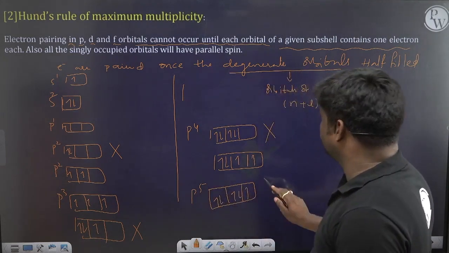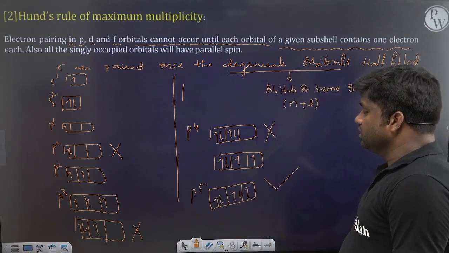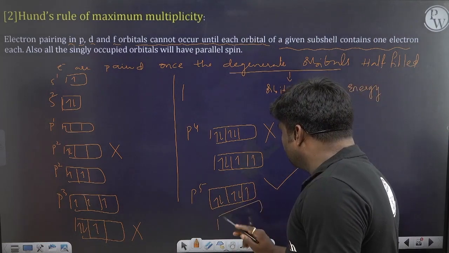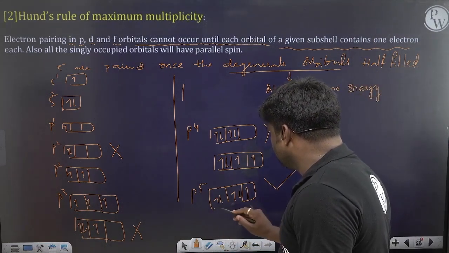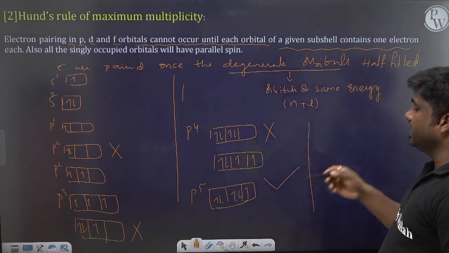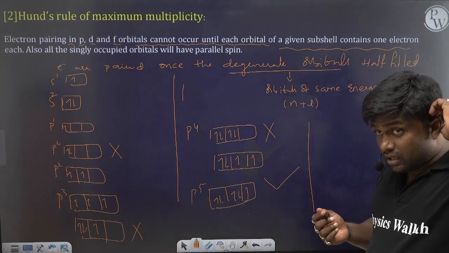1, 2, 3, 4, 5. Write this like this, you have to write. If you can write, that's it. Right. Next P6, however you write the electrons, P6 will be the same for us.